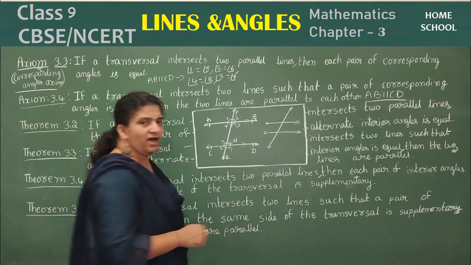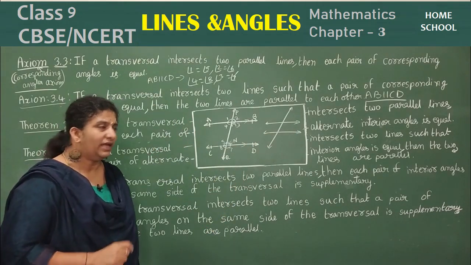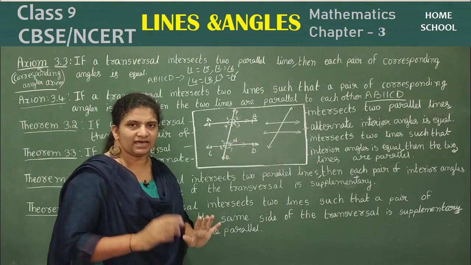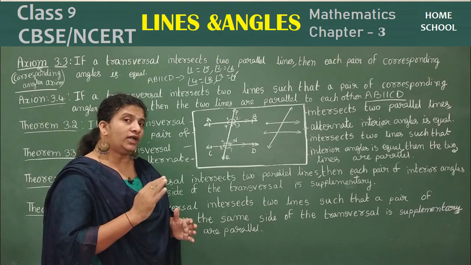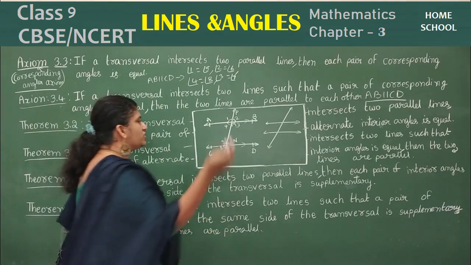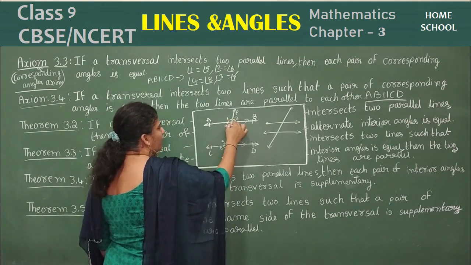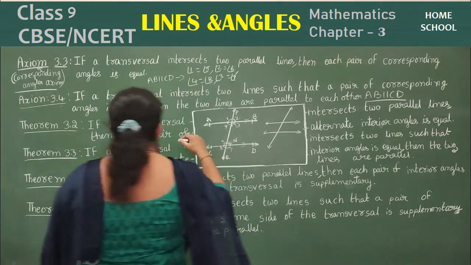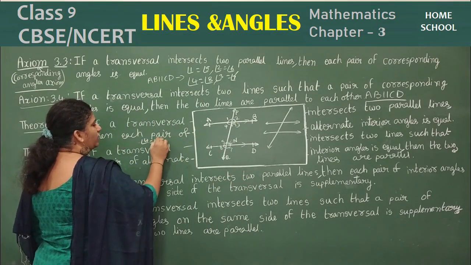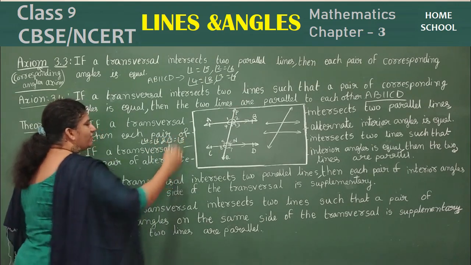These two lines are parallel. Where are the alternate interior angles, children? Interior angles: 1, 2, 3, 4 are interior angles. Alternate interior angles are equal. So look here, what are alternate interior angles? Look here, angle 4. So where shall we write here? Angle 4 is equal to angle 6 and angle 3 is equal to angle 5.